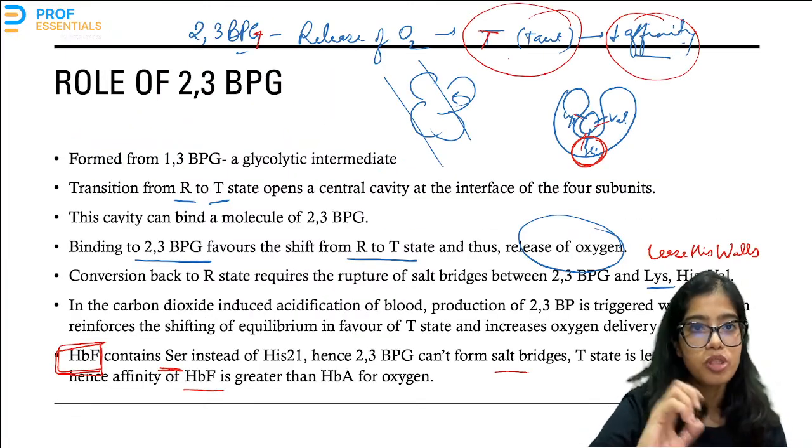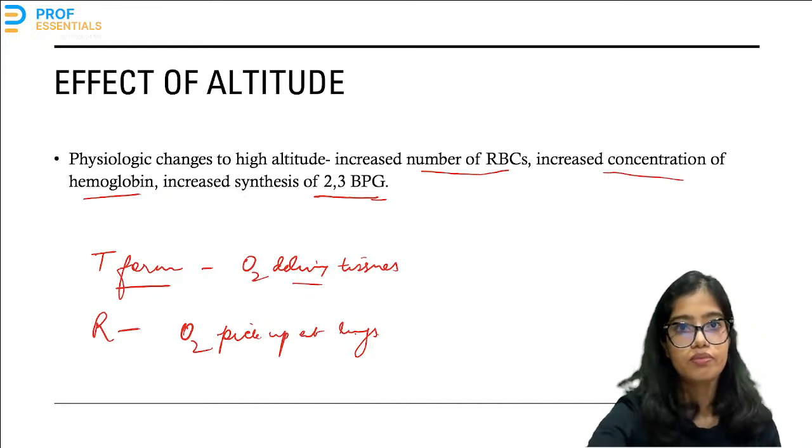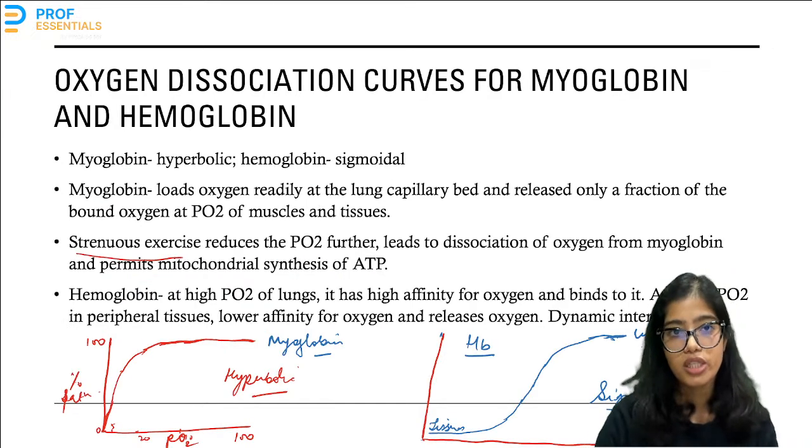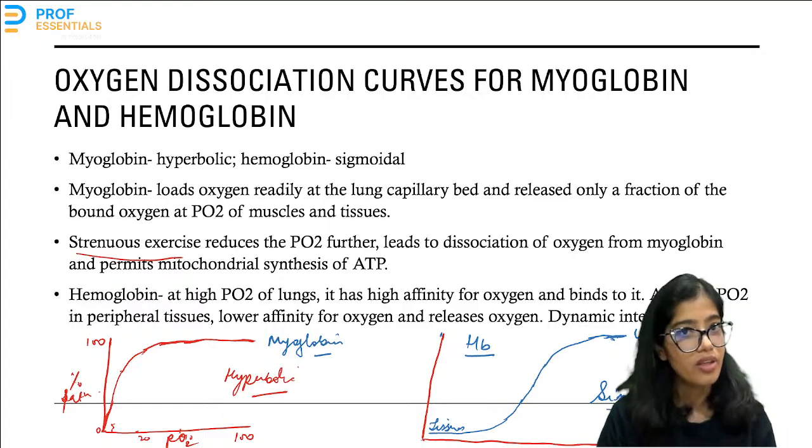Okay, role of 2,3-BPG we already know. Role of altitude, that also we know. Okay, the oxyhemoglobin dissociation curves and the oxymyoglobin dissociation curves, the shape of the curves, and what is the clinical application. This is also very, very important.